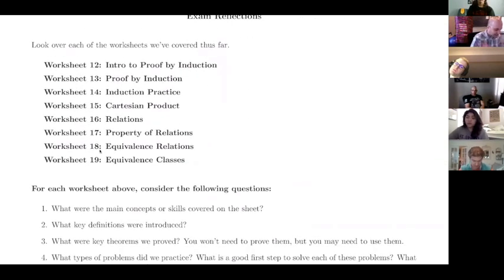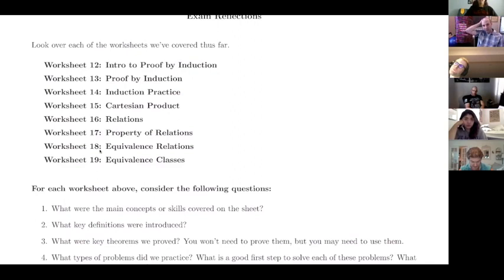This is the same general gist as the comments I had on the previous one. This is going to cover worksheets 12 through 19. So we have induction, more induction, even more induction, and then we changed into equivalence relations. And in order to describe a relation, we needed to make sure that we defined what a Cartesian product is. That was how we moved through the material.